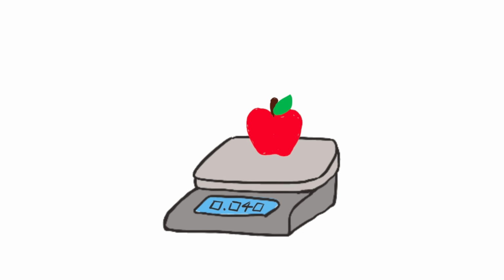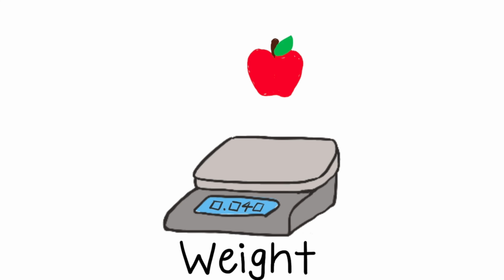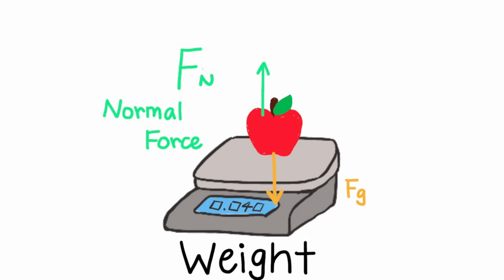But when we use the scale, it gives us the weight of the apple. When we place the apple with its mass in the gravitational field and let it free fall, it accelerates to the center of the planet. But when it is placed on a scale, it stops accelerating. This indicates that the scale exerts a force the same in magnitude as the gravitational force but in the opposite direction. It's called the normal force, and this is the weight that the scale measures.